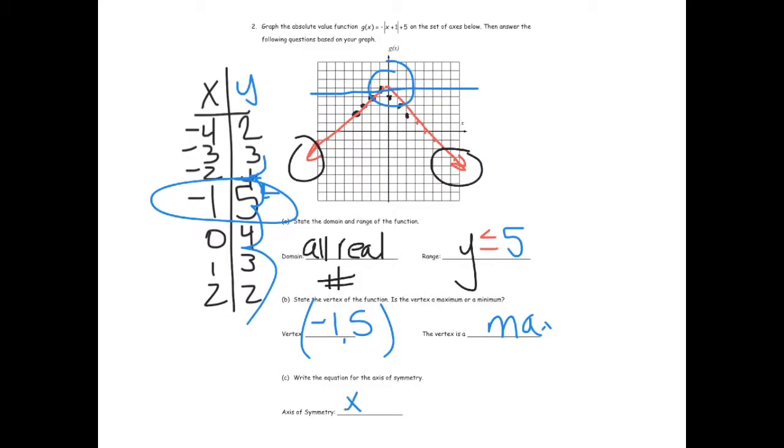Write the equation for the axis of symmetry. That's going to be x is equal to what line would cut it in half? Where did we center our graph? We centered it at -1.